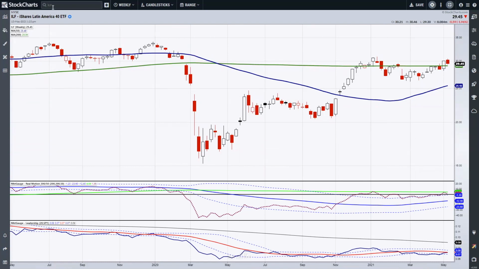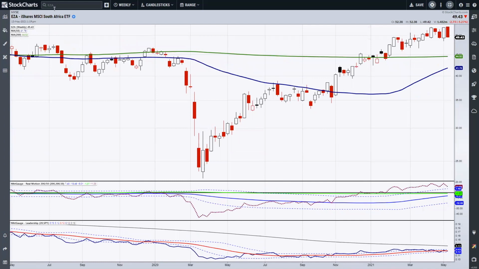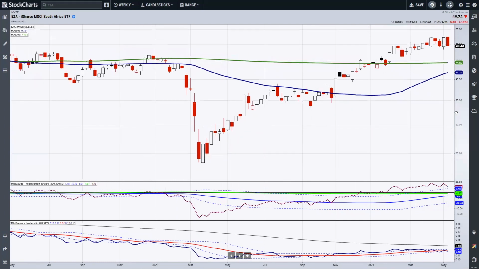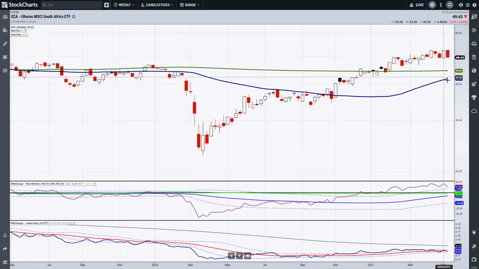Another country is South Africa. Also a commodities producing country, very similar to ILF except for one thing. This already broke out and went from 44 up over 50. And now the market is starting to show a little bit of signs of pressure here. In fact, as I'm talking to you, it's down almost 2%. But nonetheless, this would be another interesting one to keep an eye on because it did have a major breakout.